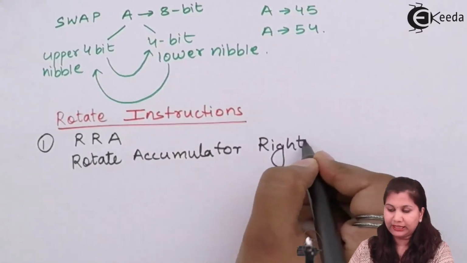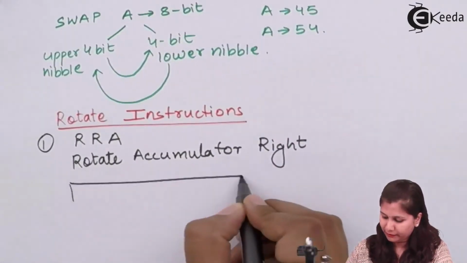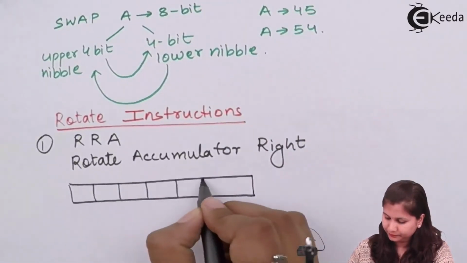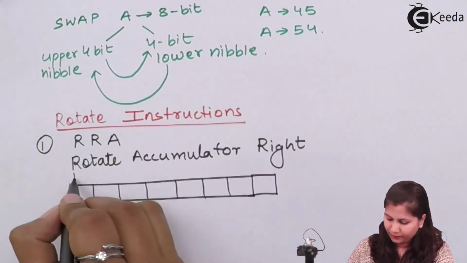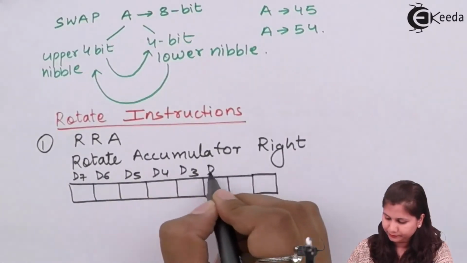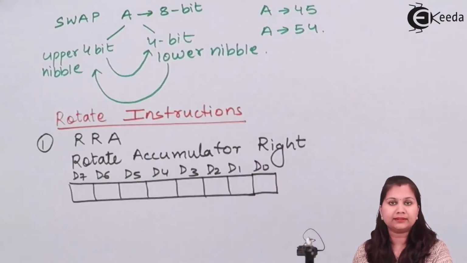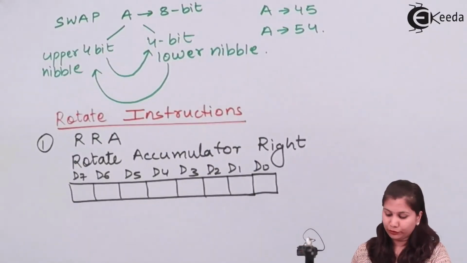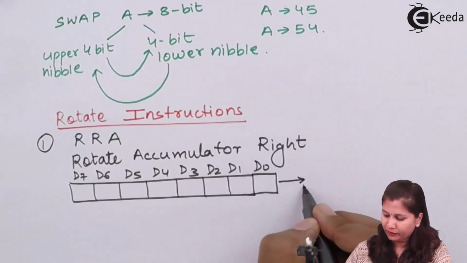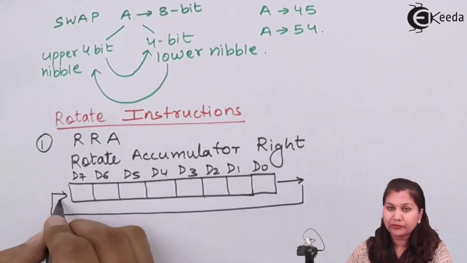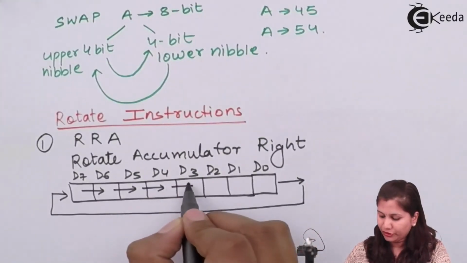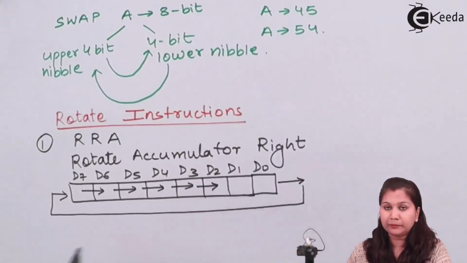Now the accumulator, we know that it is an 8-bit register, so its 8 bits are D7, D6, D5 and so on. These are the 8 bits of the accumulator. Now we have to rotate the accumulator to the right side. So this D0 bit will now become the D7 bit. D7 will become D6, D6 to D5, D5 to D4. D4 is shifted to D3. D3 bit will now become D2.